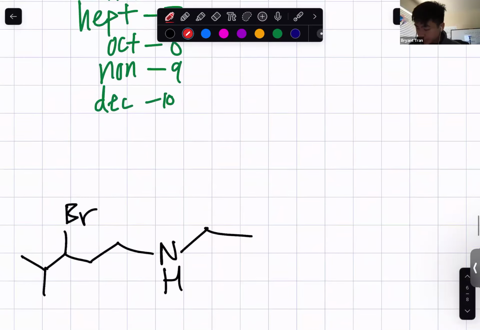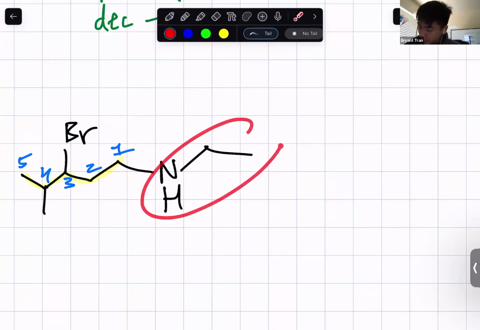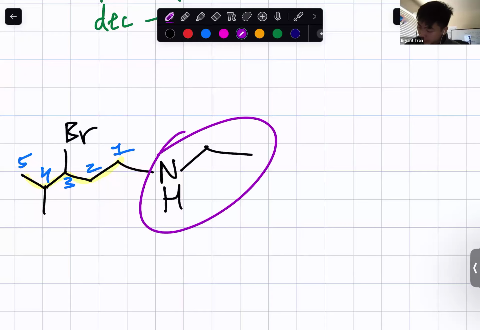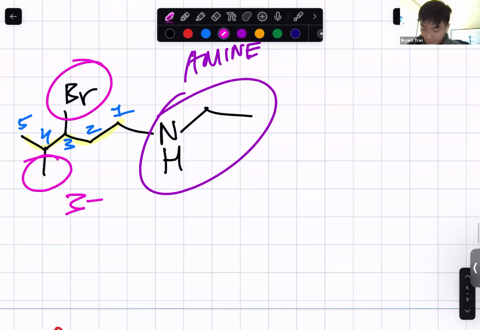Okay. So we know this carbon here is number one. This is going to be number two, number three, number four, and number five. So our longest chain here is this yellow highlighted chain, where this is the highest priority group, the amine, and our substituents are going to be this bromine and this methyl here. So at carbon 3, we have a bromine, which in substituent form is going to be bromo.